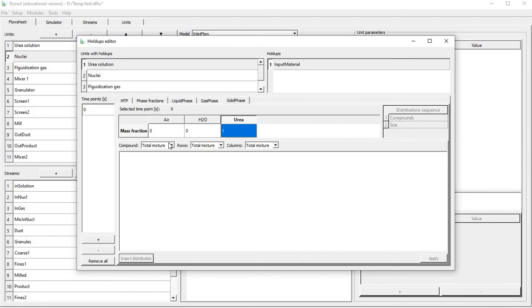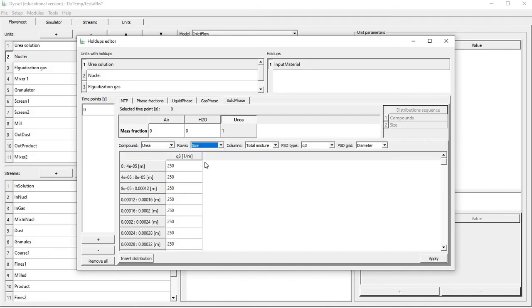Now, theoretically, for urea, it is necessary for any solid stream to define its distribution according to size. But here, we are talking about solutions. This means that this urea doesn't have any size distribution. That's why it doesn't matter what you define here. So this means that some sort of default values can be used.